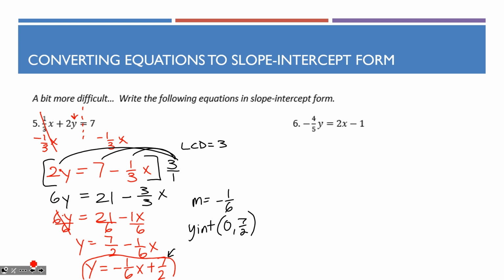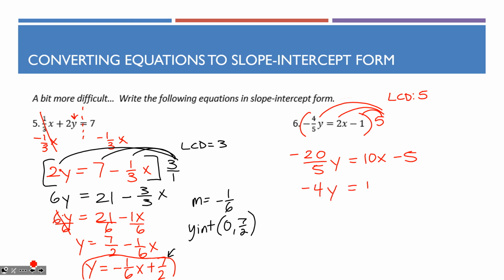All right, number 6. Again, to get y by itself, I would probably tell you to clear out the fraction. Multiply by the LCD. In this case, just like in the previous one, we only have one fraction, so the LCD is 5. I'm going to multiply everything by 5. So I have negative 20/5y equals 2x times 5 is 10x minus 5. Negative 20/5 is negative 4y equals 10x minus 5.